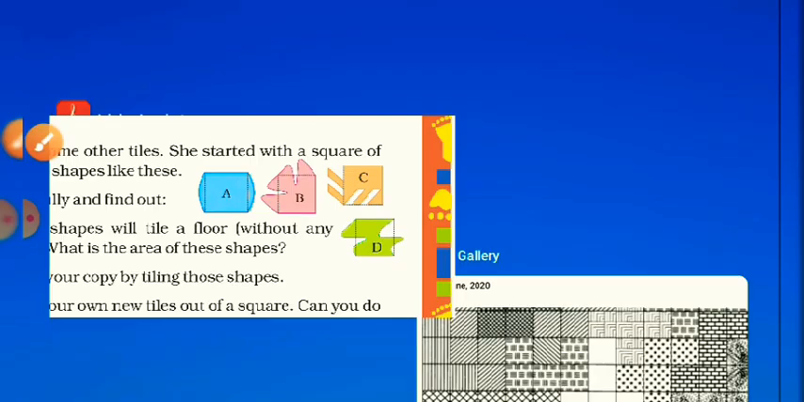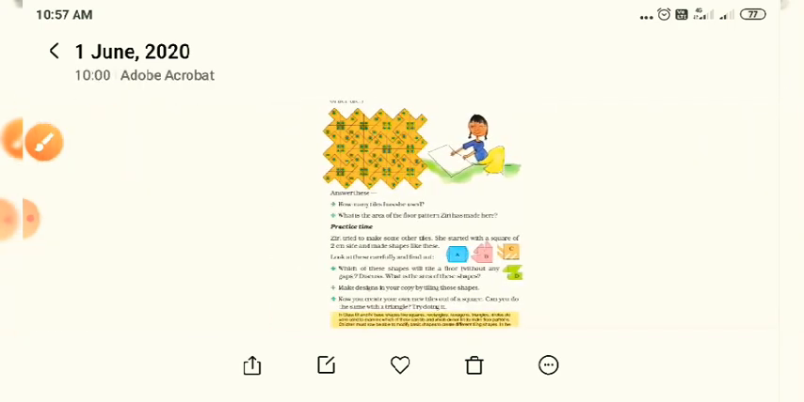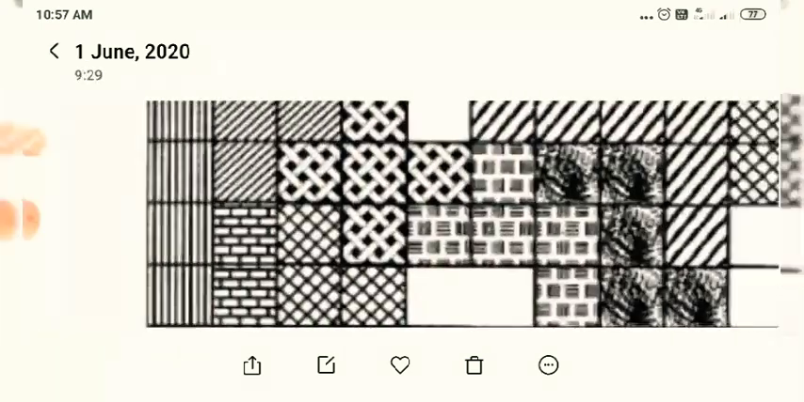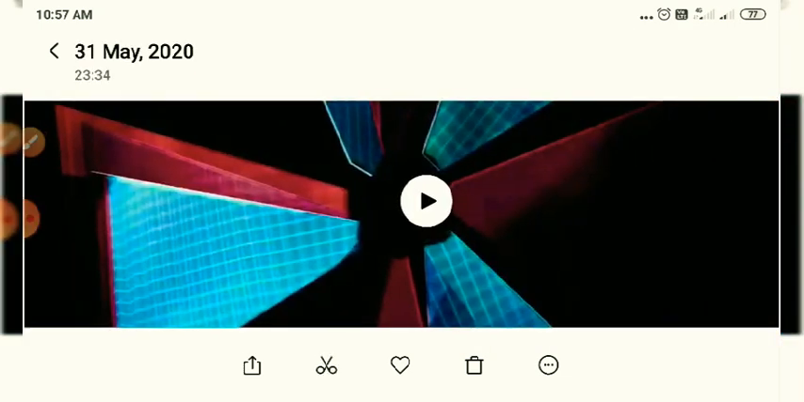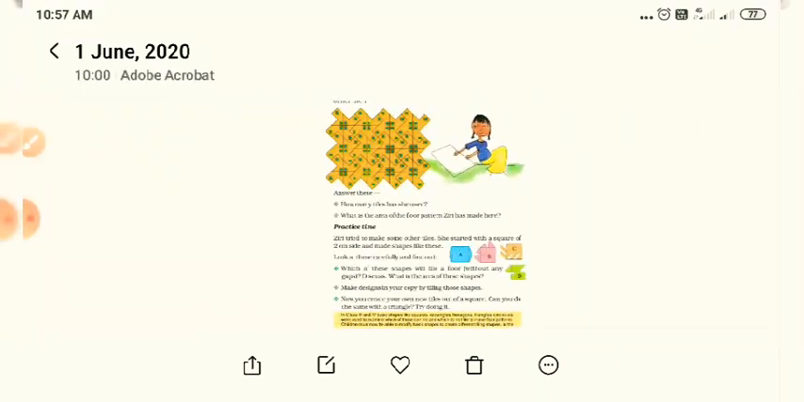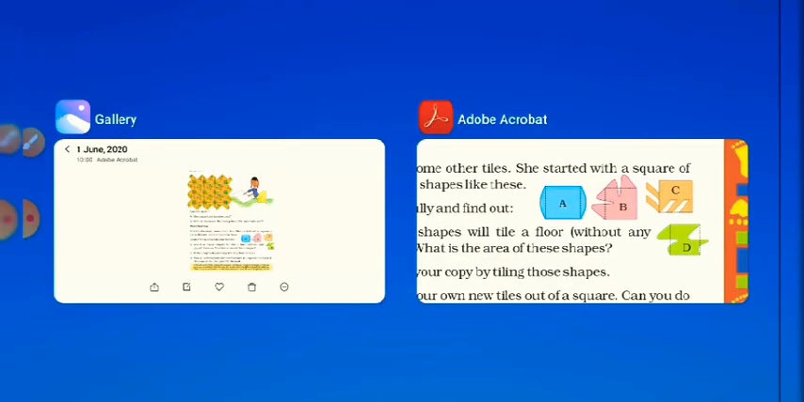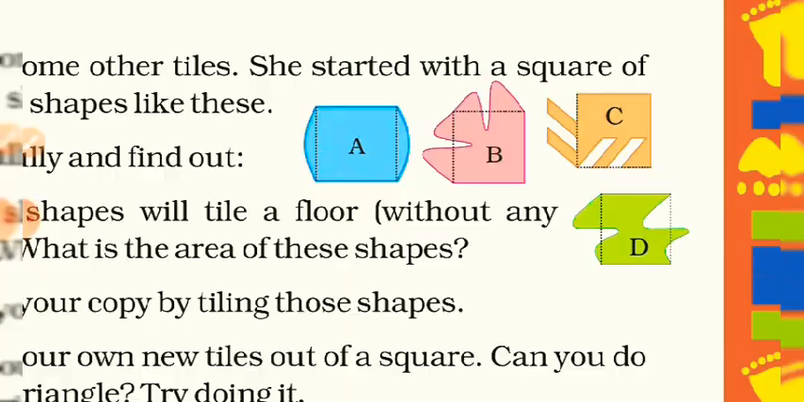And here is a picture of it I want to show you. And where is the picture? Just wait. Sorry, I don't have it. But if you use C and D, you will get that.